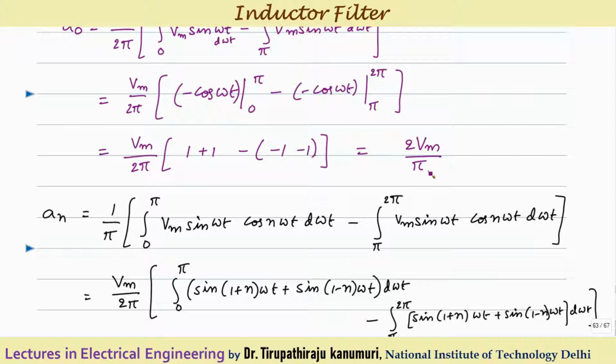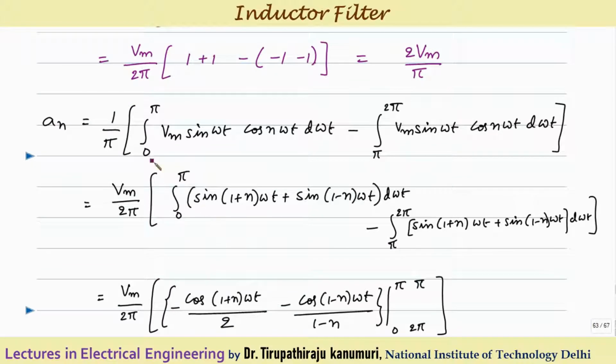You can observe that we got the same value when we calculated the DC component while analyzing the bridge rectifier also. So now let us try to analyze the AN component. So AN again will be 2 by 2 pi, or simply I can write it as 1 by pi.